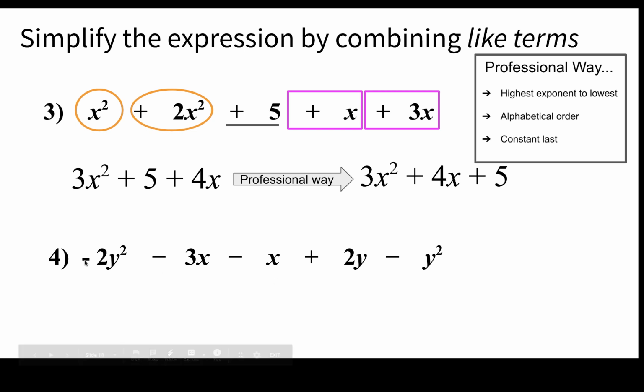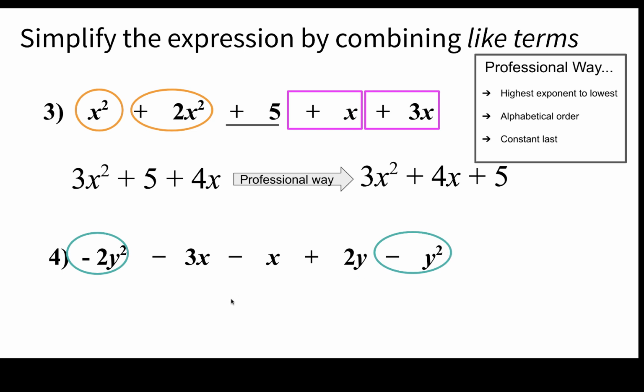You have take away 2y squared. Is there any other y squared in this expression? Yes, so I'm going to give y squared terms a circle. So we want to make sure we include the plus or minus in front of the term. And way at the end of the expression, I see my other y squared. So I have minus 2y squared minus y squared.